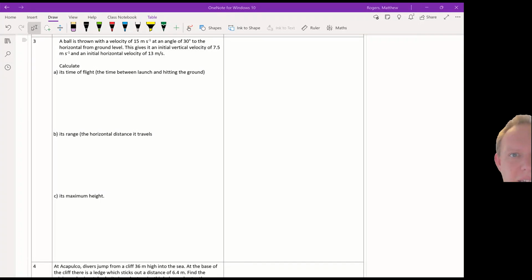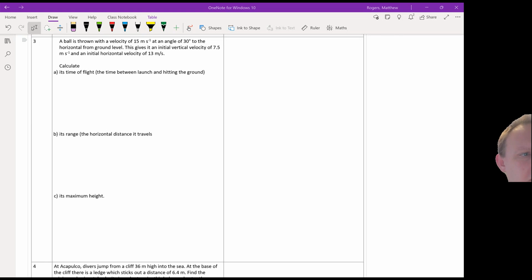15 meters per second at an angle of 30 degrees to the horizontal from ground level. This gives it an initial vertical velocity of 7.5 meters per second and an initial horizontal velocity of 13 meters per second. So the setup here is a little bit awkward because we've not talked about resolving vectors yet.